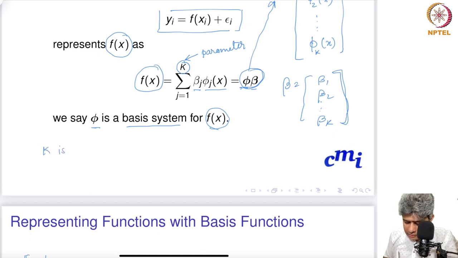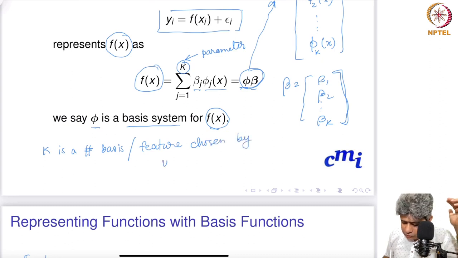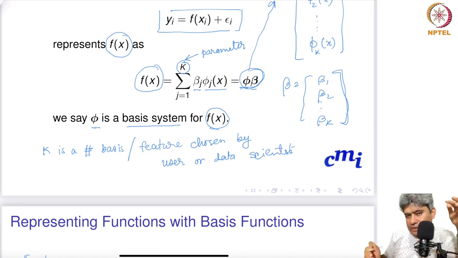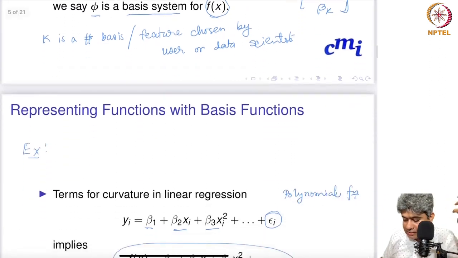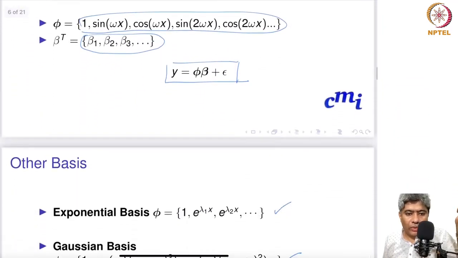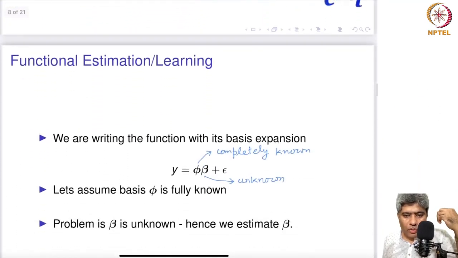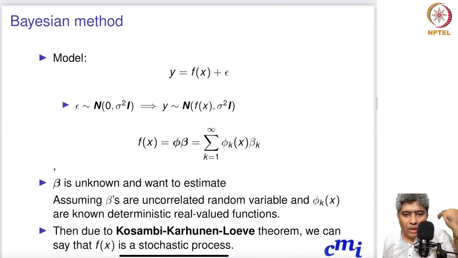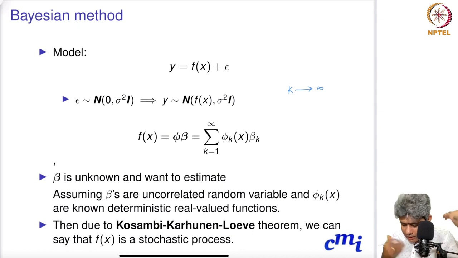So k is the number of basis or features chosen by the user or data scientist. Sometimes these choices are a bit ad hoc, and you don't want to choose this ad hoc. You want the data to decide which k to choose. So what mathematicians have done is ask, can we go beyond k, can we push capital K to infinity and let data decide, and can we come up with a function, can we estimate this function? This is a very interesting idea.